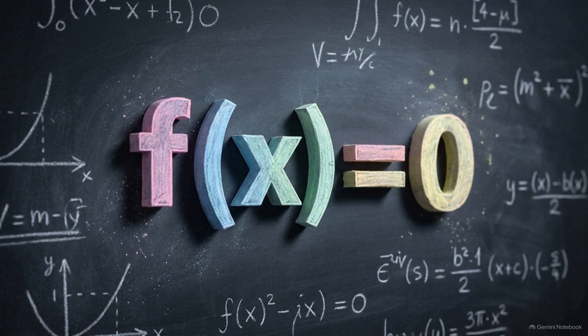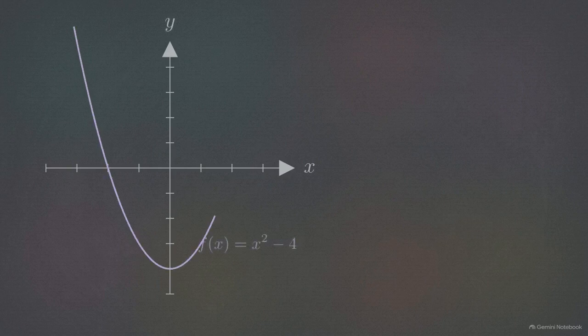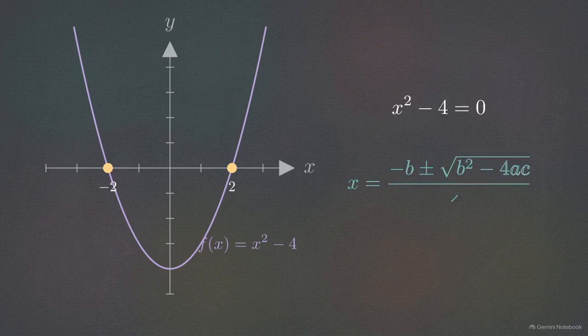In algebra, a polynomial's zero is the specific value of x that causes the entire function to evaluate to exactly zero. This algebraic property has a direct geometric counterpart. When mapped onto a coordinate plane, these zeros appear as the physical x-intercepts where the curve crosses the horizontal axis.